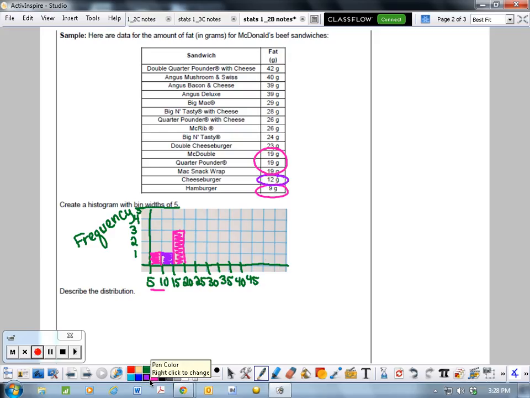And then from 20 to 25 looks like I have 2 numbers. And then from 25 to 30, 1, 2, 3, 4. So 4 numbers.